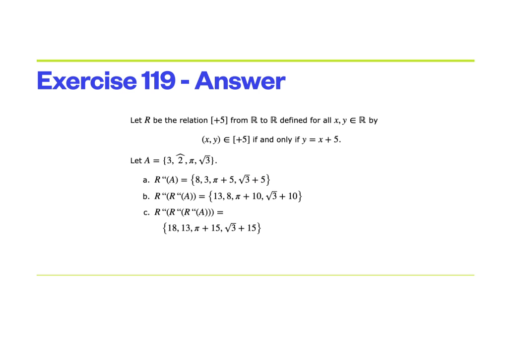Now, I'm going to take this set and put it into that relation again. So simply add 5 to each of these again. This is what comes out. And in part C, I'm taking this set and I'm putting it into the relation again. Simply add 5 to each of these elements. That's the answer for C. So again, that's the +5 relation on real numbers.